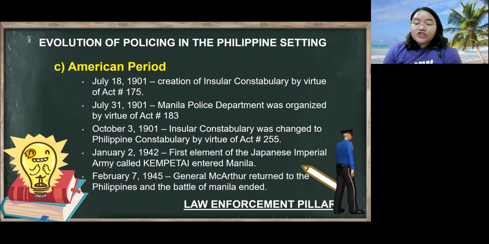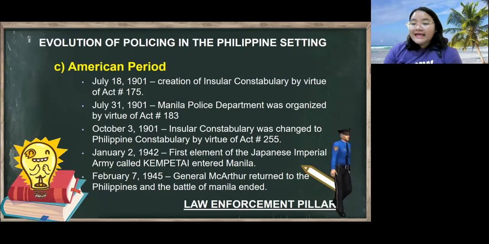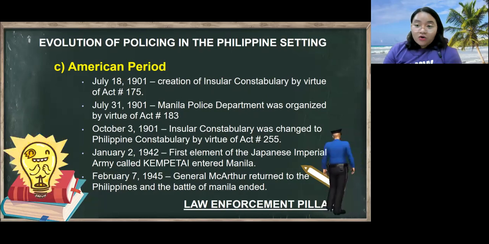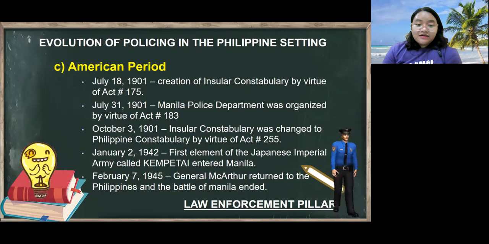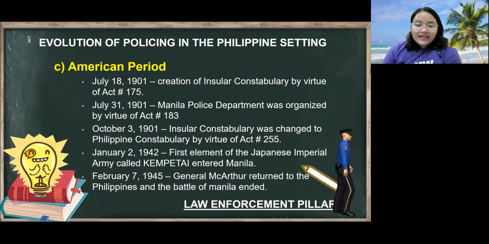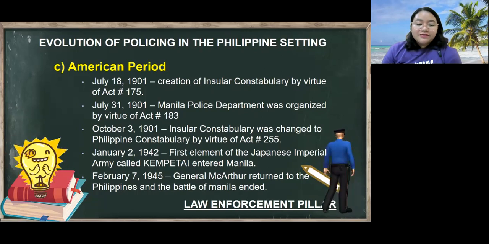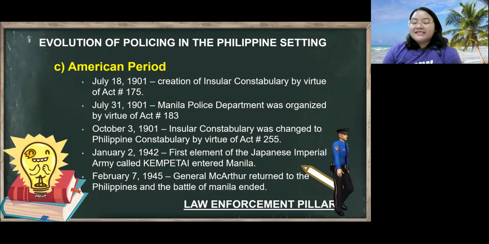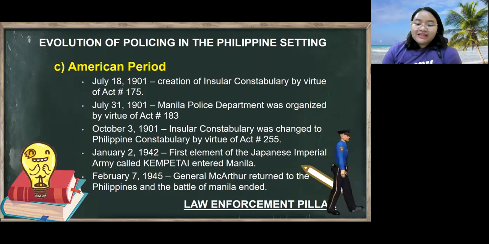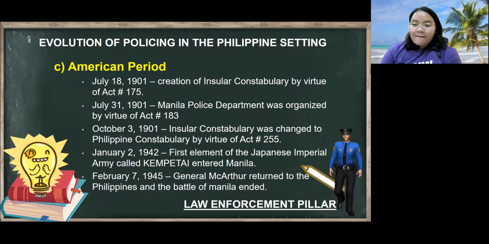On January 2, 1942, the first element of the Japanese Imperial Army, called Kempeitai, entered Manila. February 7, 1945 was the return of General MacArthur to the Philippines, and it also considered the Battle of Manila, which also ended the Battle of Manila.